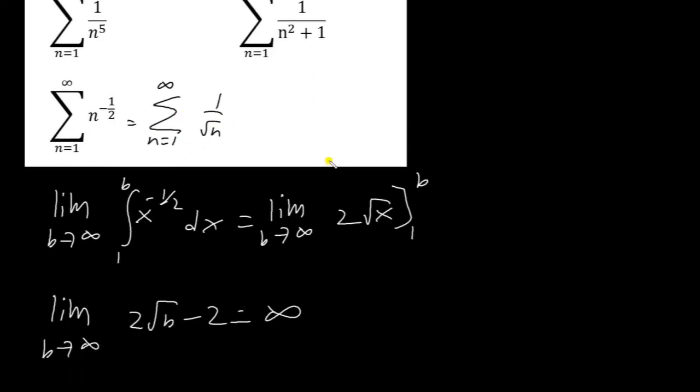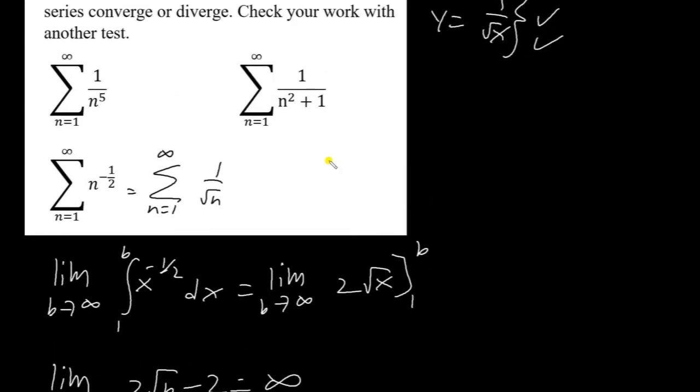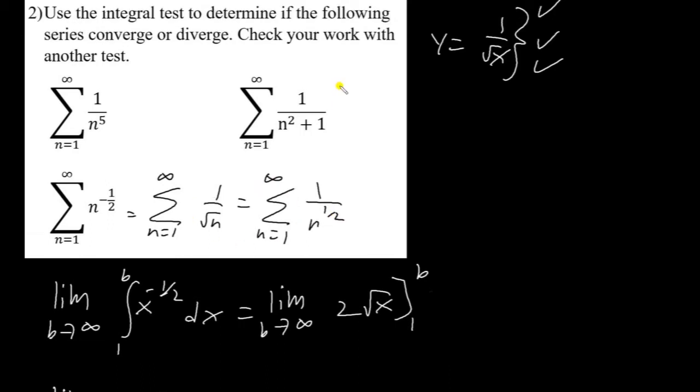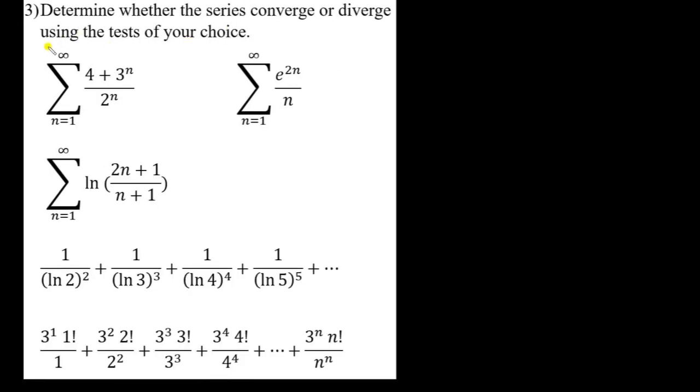Okay, how are we going to prove this? Well, we're going to use the p-series test again. I can rewrite this as 1 over n to the 1/2. And since this 1/2 is less than 1, we can use our p-series test and say that this series will indeed diverge. Okay, so that was question 2. Let's move on to question 3. In question 3, now we can use whichever tests we want, so we're not constricted to using just the integral test. So let's see what we can do.